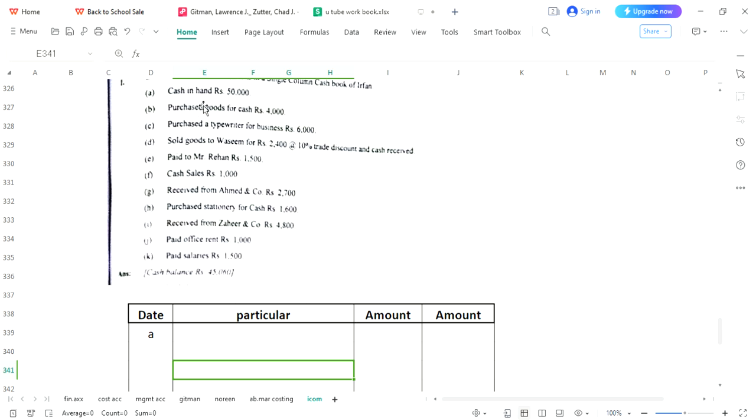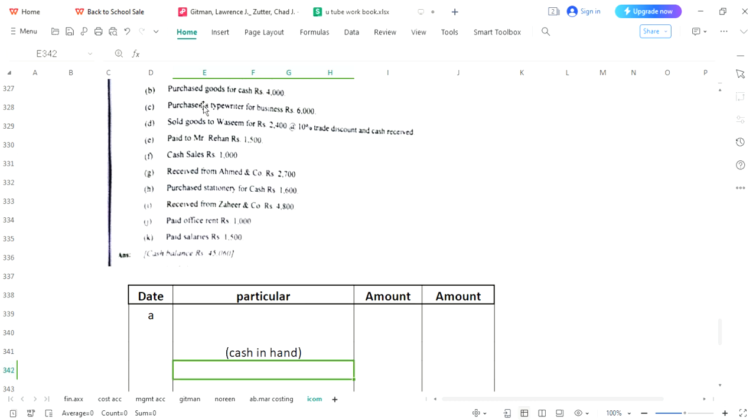Cash in hand. So you will put cash in hand at the narration part, and here you will close it in brackets. In this way, whenever you start your journal entry, you will put narration. It would be an easy way to journalize, an easy way to enter your journal entry.